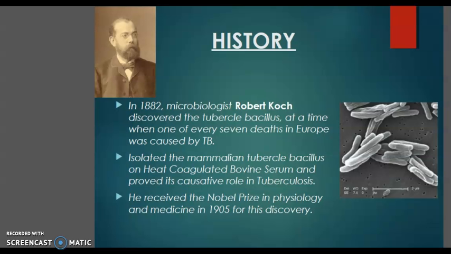In 1882, microbiologist Robert Koch discovered the tubercle bacillus at a time when 1 of every 7 deaths in Europe was caused by tuberculosis. He isolated the mammalian tubercle bacilli on heat coagulated bovine serum and proved its causative role in tuberculosis. And for this discovery, he received the Nobel Prize in Physiology and Medicine in 1905.